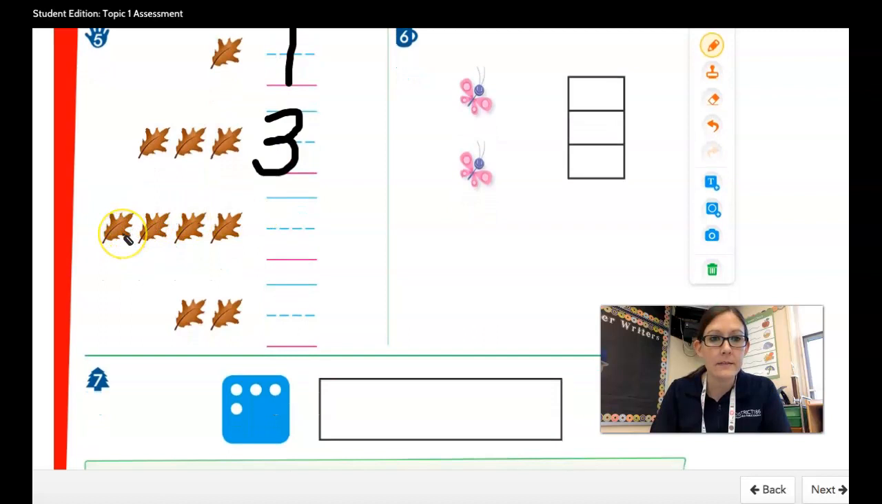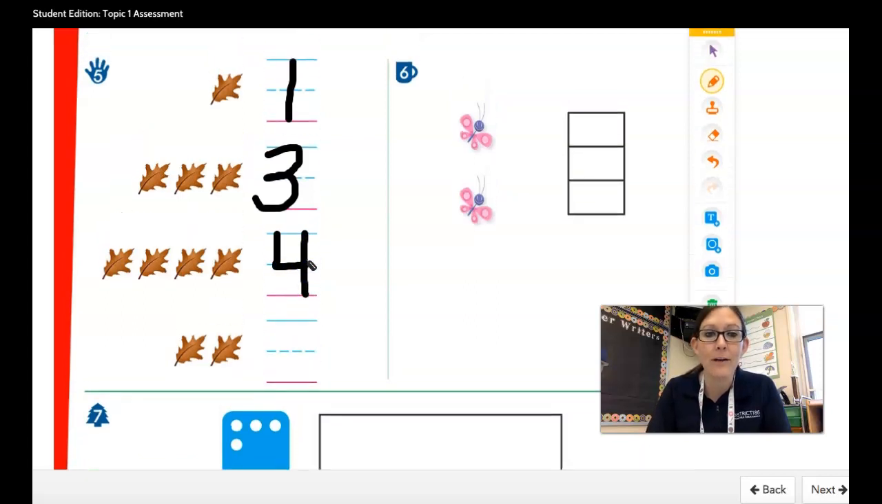Right, let's count these. 1, 2, 3, 4. 4 leaves. Let's write a 4. Down and over. Down some more. That's the way we make a 4. And let's count these. 1, 2.